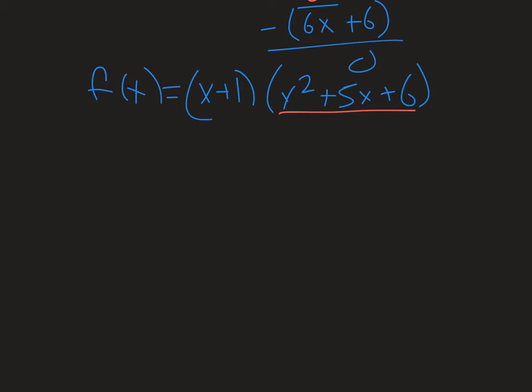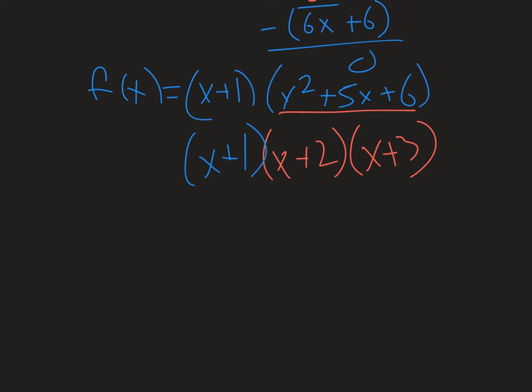We have all kinds of tricks to break down quadratics, and in this case, I think this one factors. I'm looking at the factors of 6 that add to 5, which would be 2 and 3. So we have x plus 2 and x plus 3. And I'll just keep the x plus 1 down here for the ride.